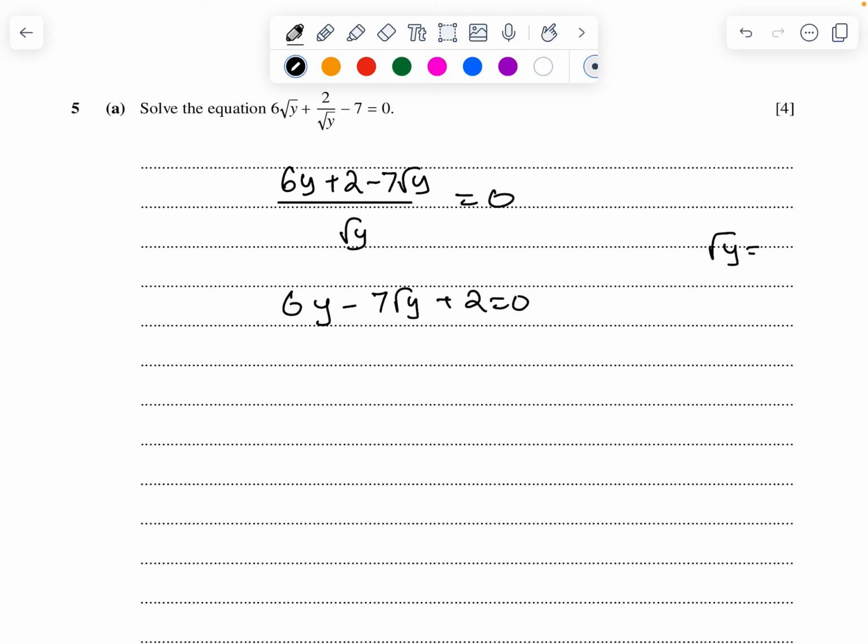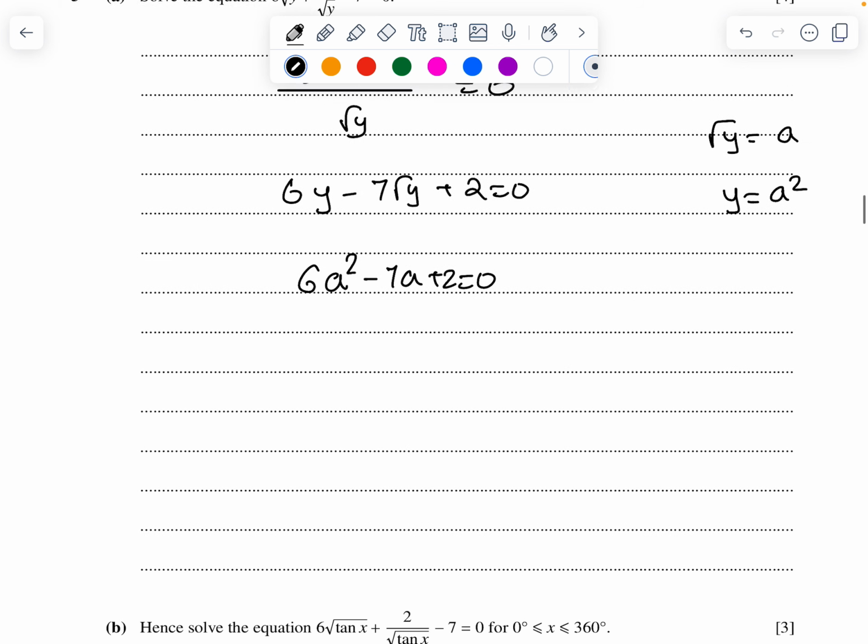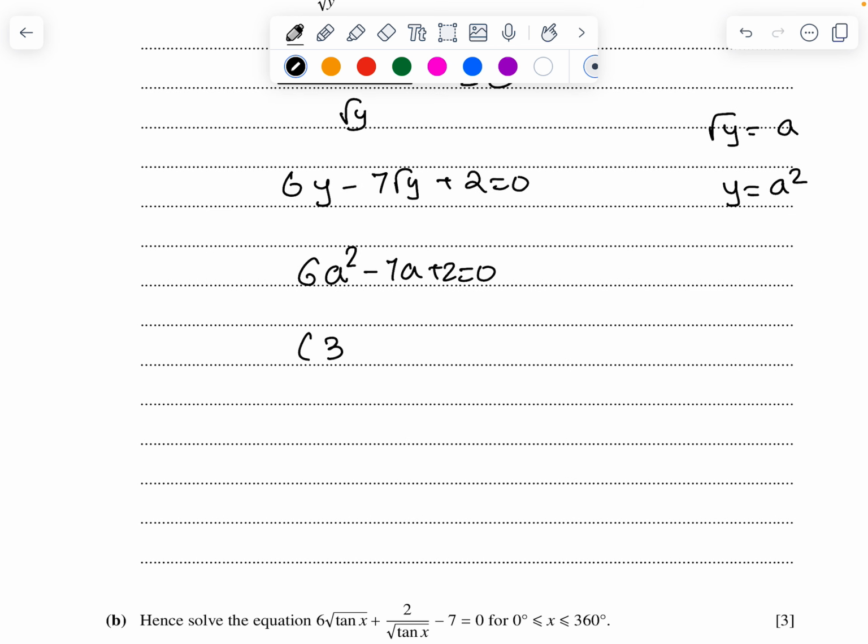Now let root y equal a. So y equals a squared. So it becomes 6a squared minus 7a plus 2 equals 0. I'm directly factorizing it. 3a minus 2 times 2a minus 1 equals 0. So 3a minus 2 equals 0, and 2a minus 1 equals 0. a is 2 upon 3, and a is 1 upon 2.